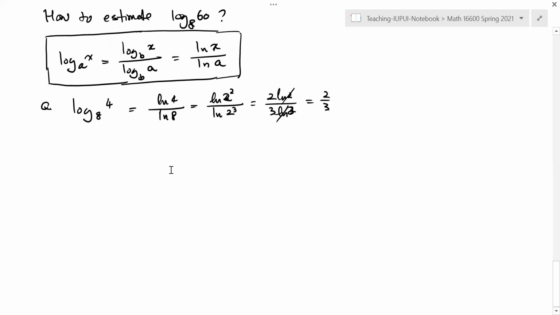So the next problem I want to discuss is the following. I'm trying to solve the equation.